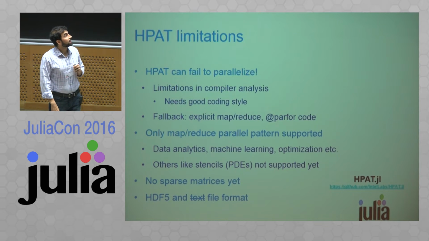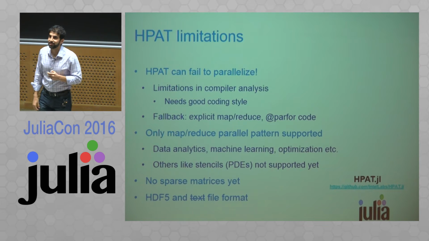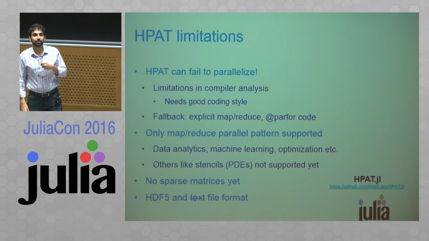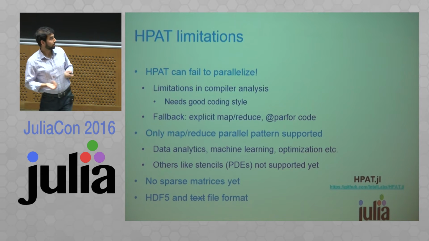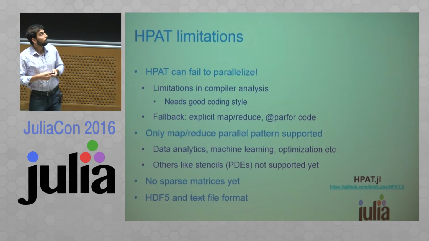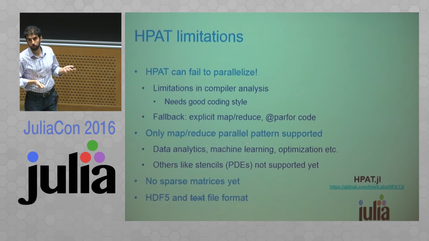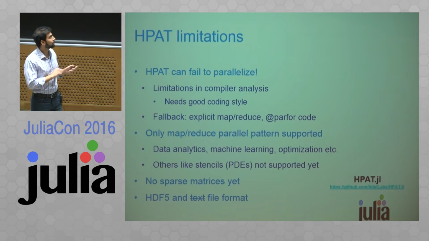What are the limitations? Making a compiler robust is very difficult. So this is in research prototype stage, and the compiler analysis might have limitations. It needs very good coding style. But there is a fallback. If HPAT couldn't understand some code, you can write explicit map-reduce and parfor code yourself. So there is a fallback if it fails.